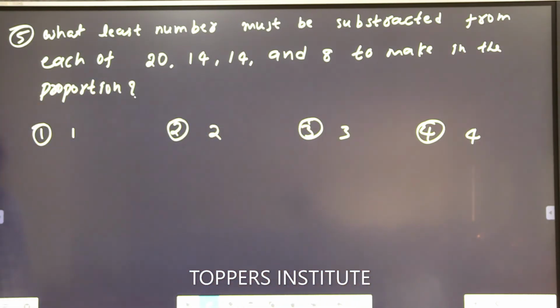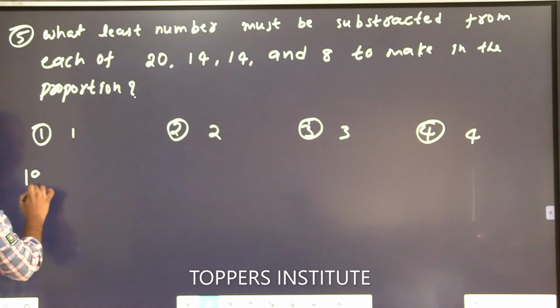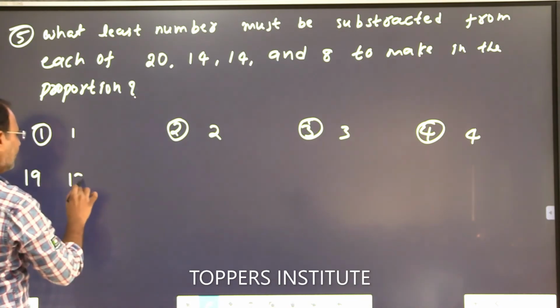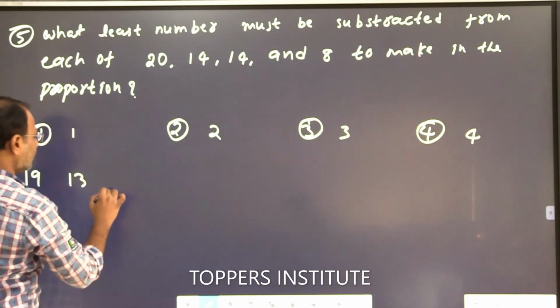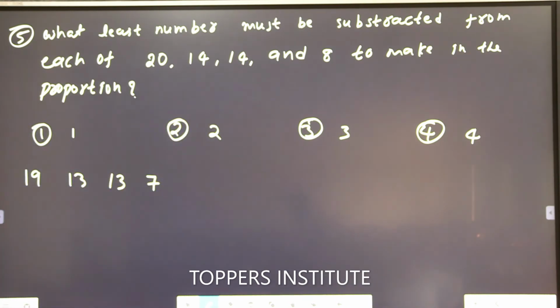So first I check whether option 1 is correct or not. 20 minus 1 is 19, 14 minus 1 is 13, 14 minus 1 is 13, and 8 minus 1 is 7. These are the resulting numbers after subtracting 1 from each of the given terms.